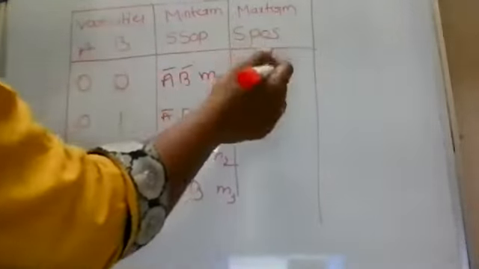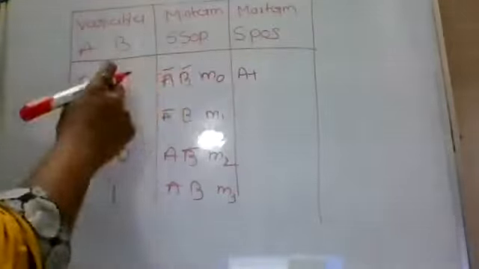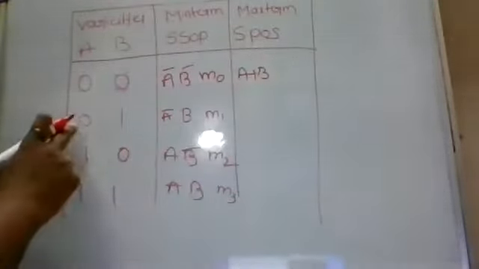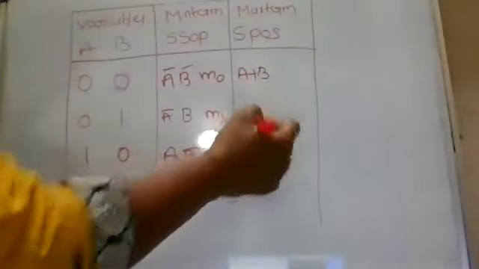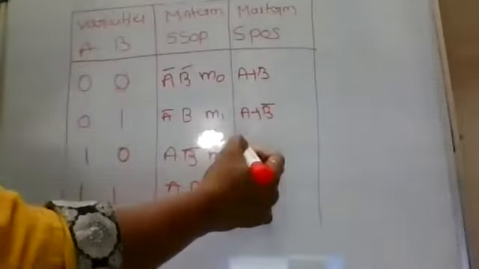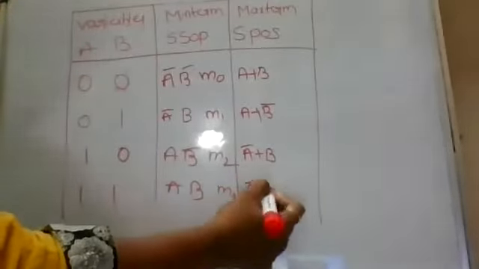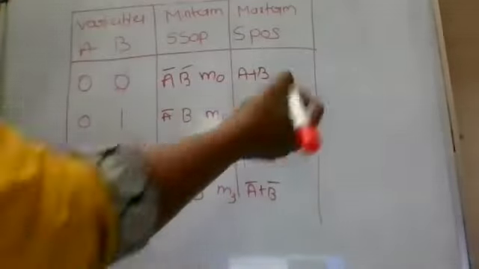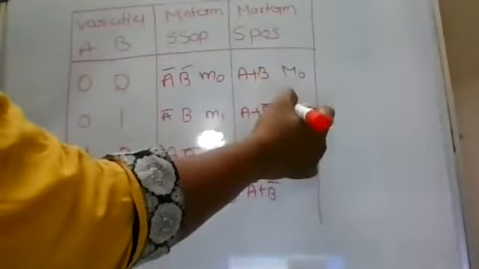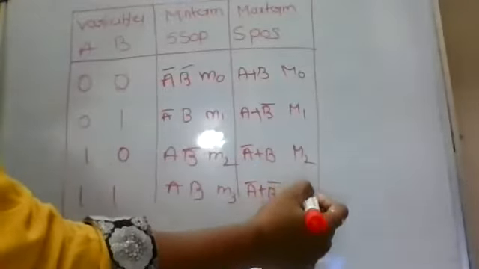Here in POS, A equal to 0 means we take the same A, plus B equal to 0 means B. So A equal to 0, that means A, and B equal to 1 means B bar. Next, A equal to 1 means A bar plus B equal to 0 means B. So A equal to 1 and B equal to 1 means A bar plus B bar. So this indicates the max terms, capital M0, M1, M2, M3.